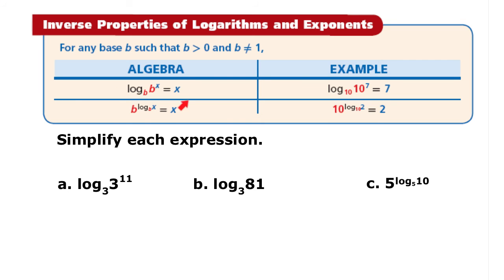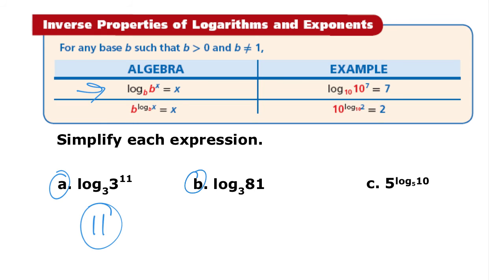Next we have two inverse properties of logarithms that are handy to use to simplify things. You're just going to use these examples right here to simplify each of these. So the first one we see correlates to this first inverse property we see there. And what happens is that log base 3 of 3 to the 11th power is just going to equal 11. Notice that up here your exponent is what your answer ends up being.